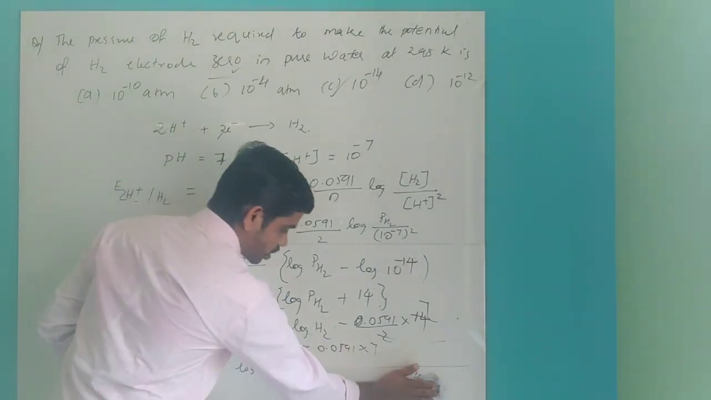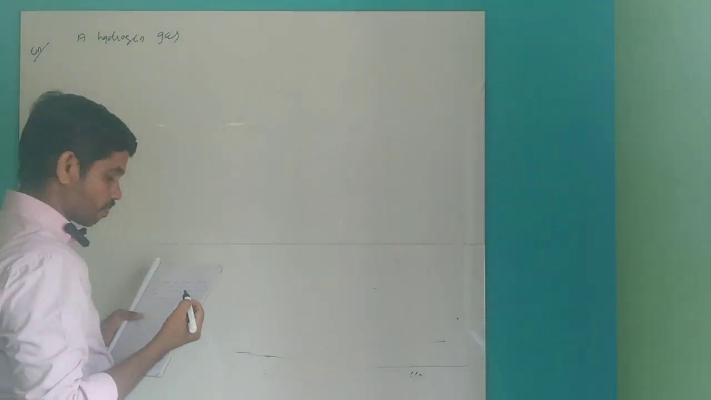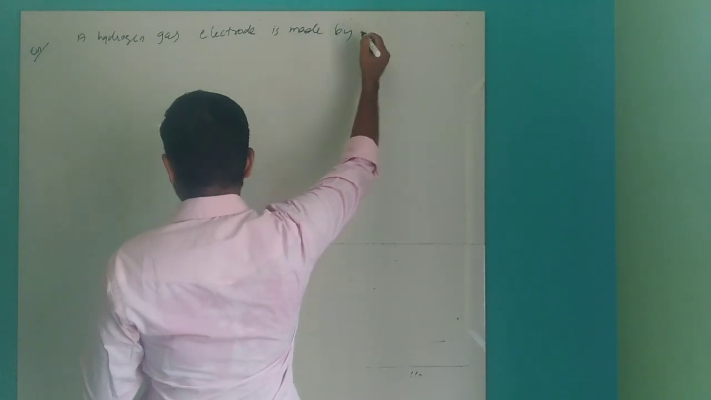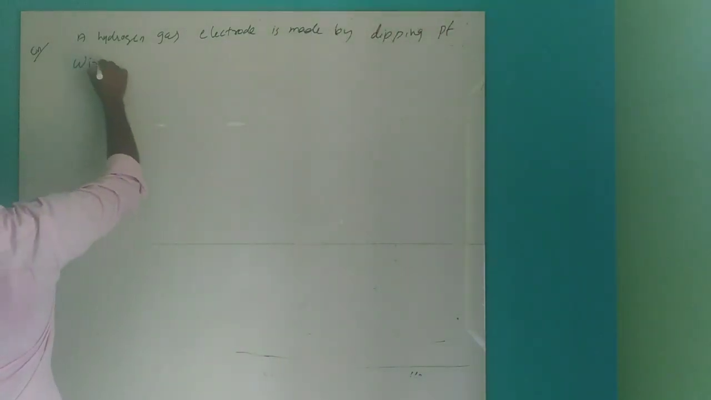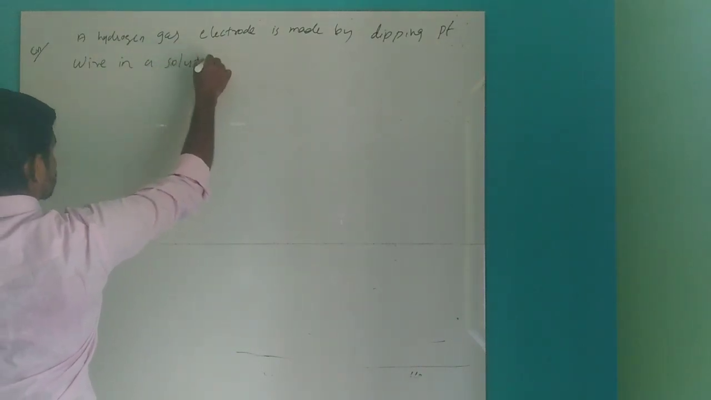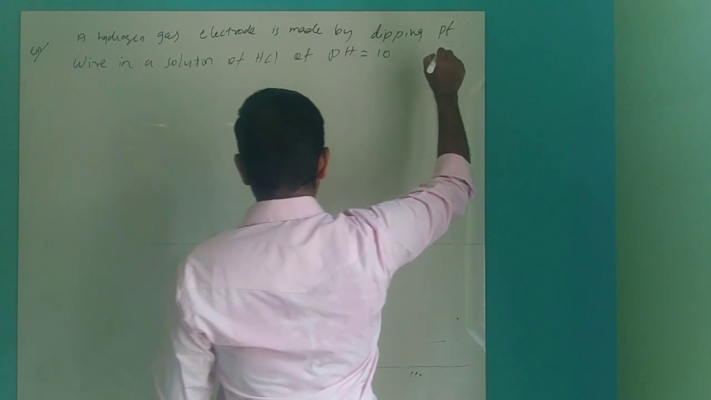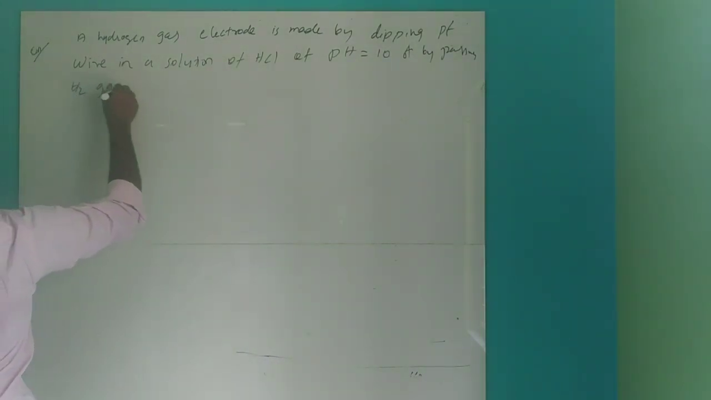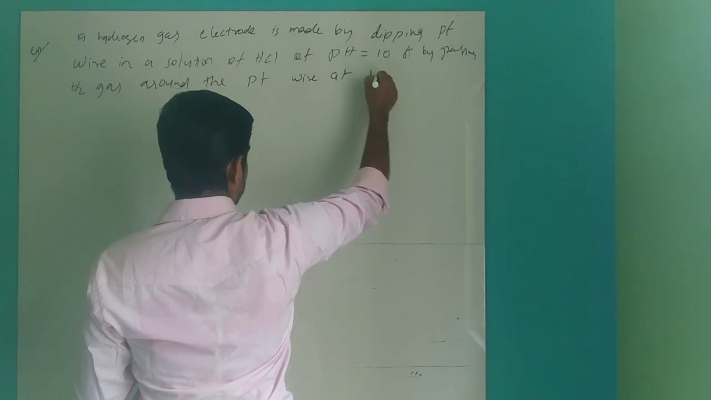Then moving to the next question. Next question: a hydrogen gas electrode is made by dipping platinum wire in a solution of HCl of pH equal to 10 and by passing H2 gas around the platinum wire at 1 atm pressure.